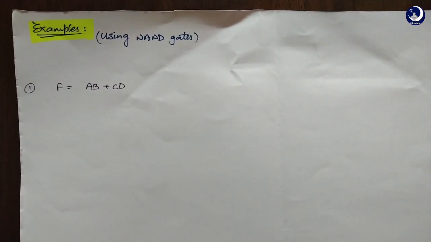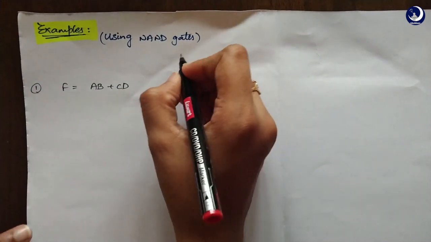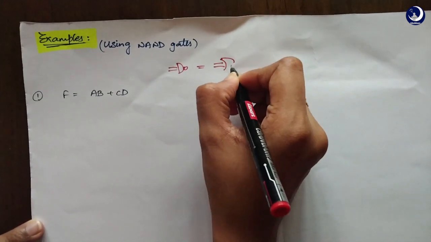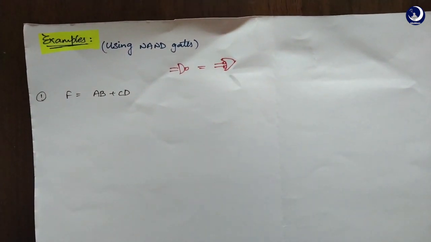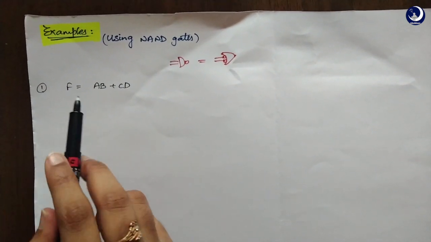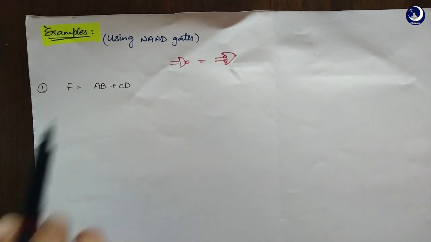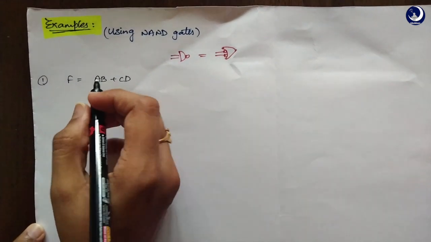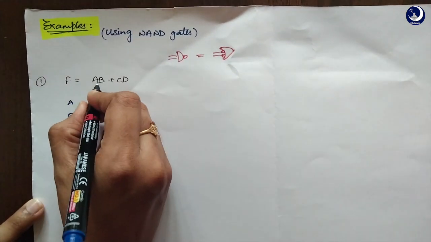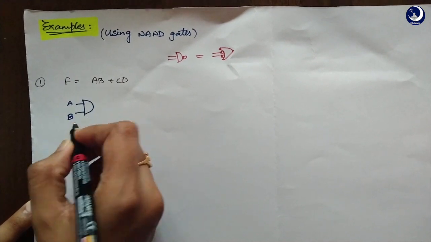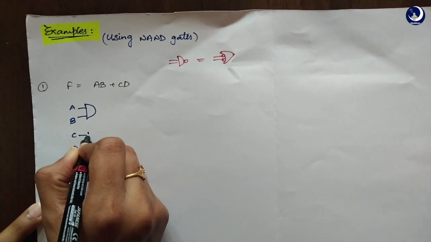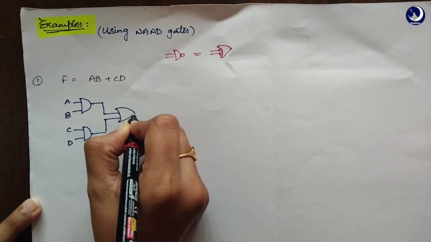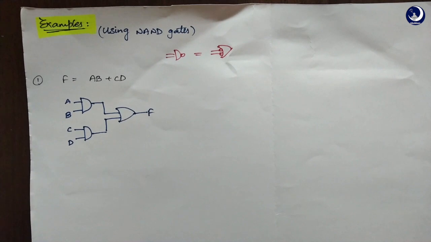Now let's look at your first example, using only NAND gates. At first, let's try the trick. Whenever you see an OR gate, you put two bubbles here. Fine. Now, your first function f is given as ab plus cd. At first, you simply draw the usual form of the logical circuit diagram. This is A, B, connected by an AND, right? And C and D are connected by an AND again. Now, these two are connected by OR. This is right. Now, what do we do here?